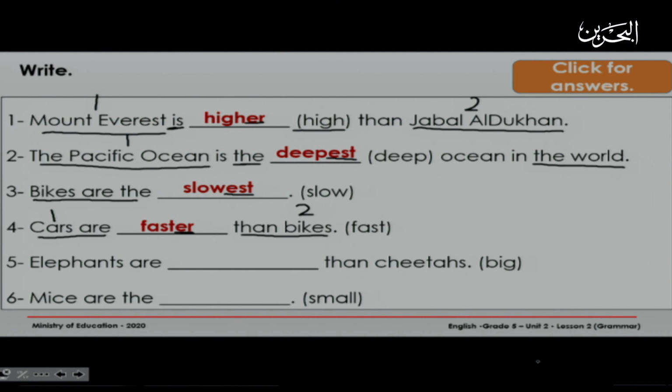Number 5. Elephants are blank than cheetahs. We have elephants and cheetahs. What's your answer? Bigger, very good. We added ER for comparative, and remember also we have one more G because I is a vowel. Let's look at number 6. Mice are the, what's your answer? The smallest. We added EST. Very good.